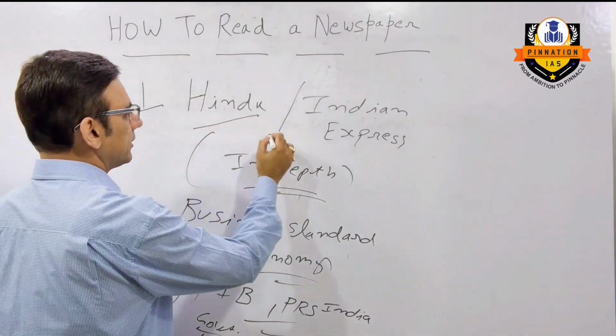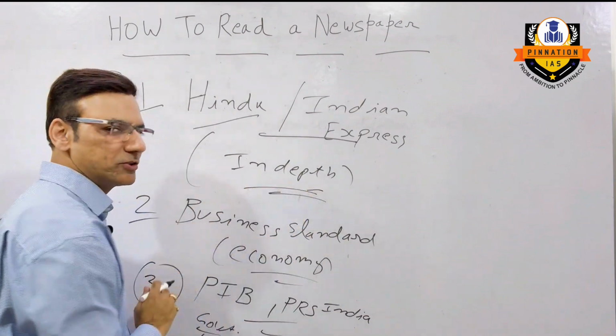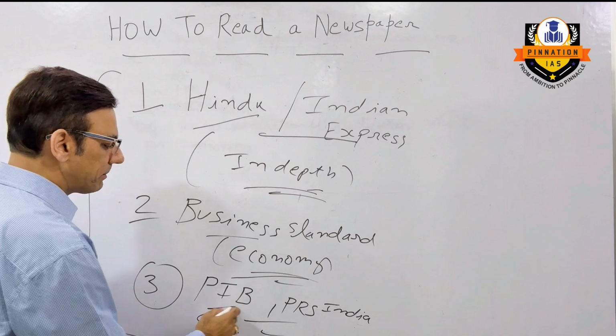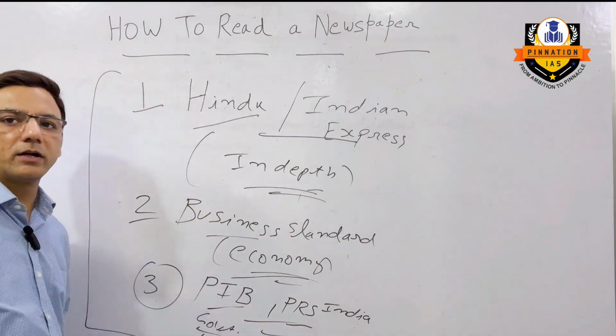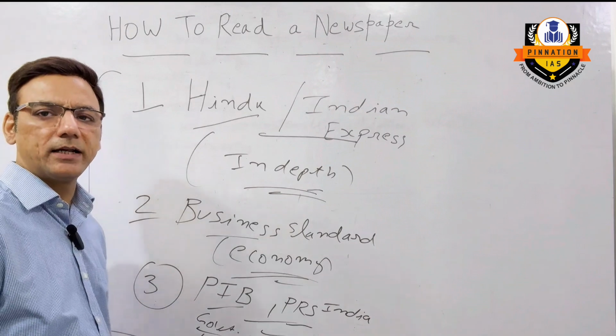So firstly, The Hindu or Indian Express or both ideally for the in-depth information. Secondly, Business Standard for the economy section. And thirdly, the PIB Press Information Bureau and I would say PRS India for the government schemes and policies.